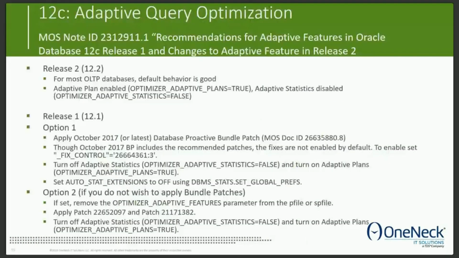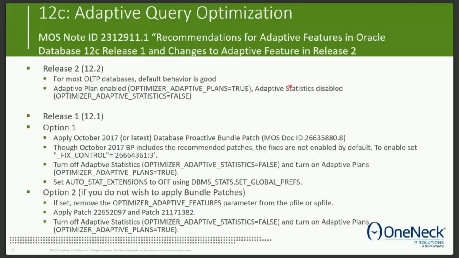So quickly here, if you're upgrading to 12.2, you don't have to do anything because the default optimizer is good. The plans are enabled and the statistics are disabled. If you are on 12.1, you have 2 options. You either apply October 2017 or latest. Always go with the latest database bundle patch, and you do the fixed control, and then you set these 2 parameters: optimizer adaptive statistics to false and adaptive plans to true. If you don't want to apply the bundle patches, then you remove the adaptive features parameter and apply these 2 patches, 22652097 and 21171382, and then you set this.